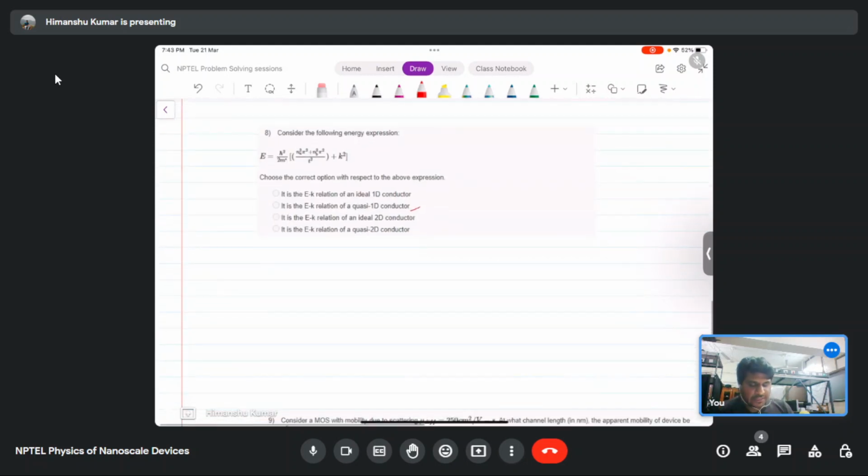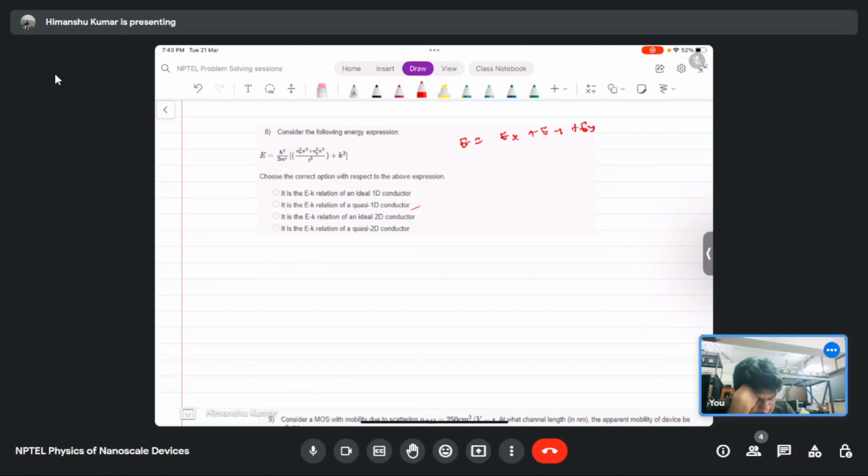So consider the following energy expression. Now it is given. Choose the correct option with respect to the above expression. So this total energy is basically equal to Ex plus Ey plus Ez.